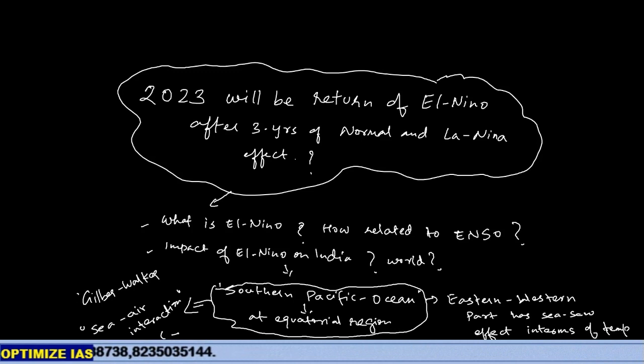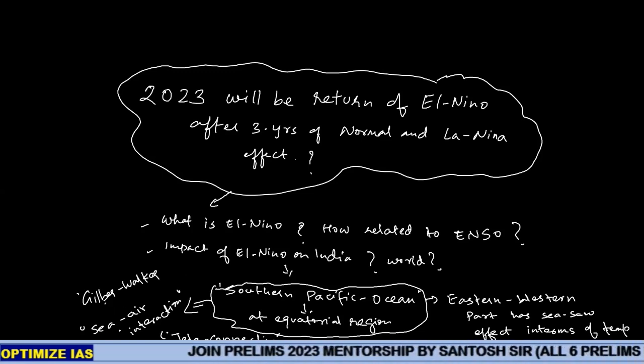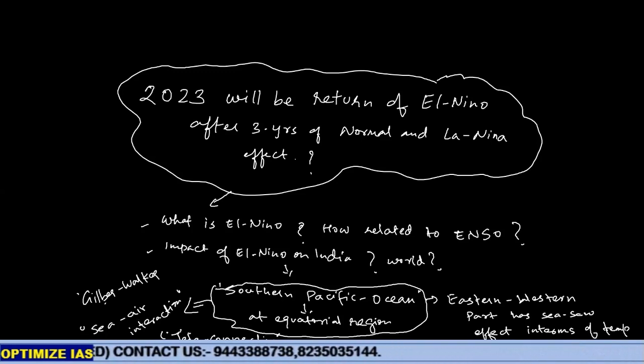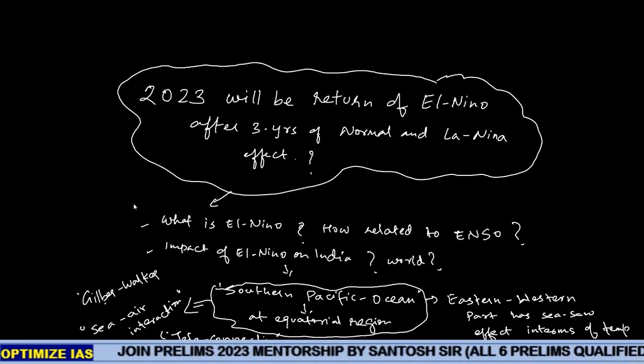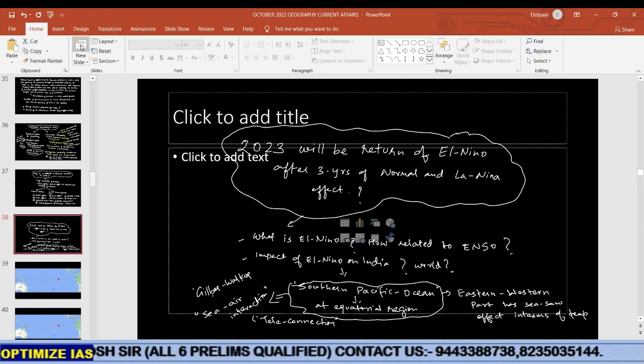So understand this word. Gilbert Walker observed the interaction between the sea and air, and this interaction is called teleconnection. He observed this interaction by observing which part? The equatorial region of the Southern Pacific Ocean. He said that water bodies are the biggest source of trapping the solar heat energies.